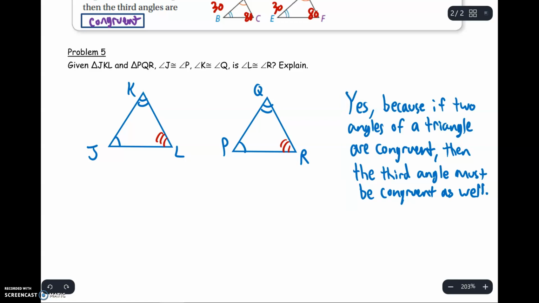And I just kind of said something like this. You don't necessarily have to have that exact same reasoning, but essentially all we're doing is we're applying that third angles theorem to our triangles and knowing that, again, if the first two match, I know that the last one also has to match.